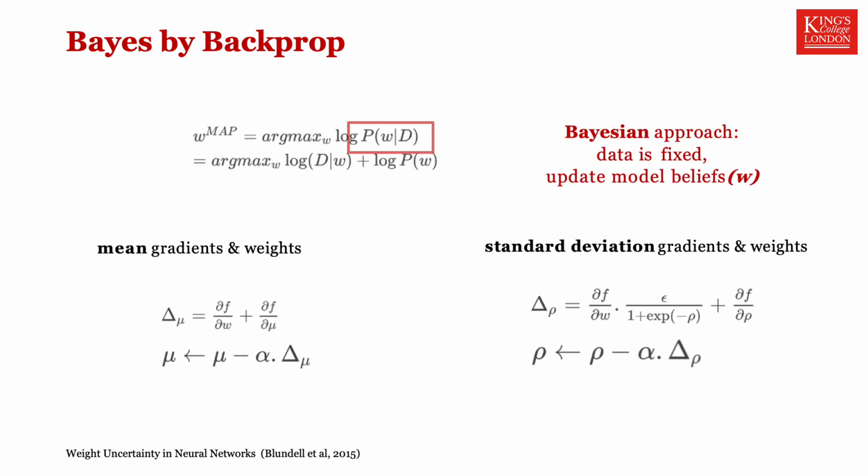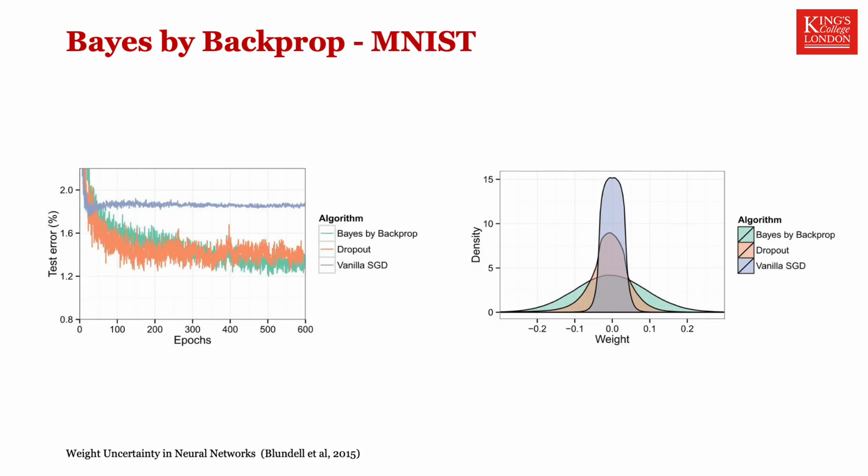In this Bayes by backpropagation type of approach, the Bayesian approach assumes that the data is fixed, and what you want is to update the model's beliefs by updating the model parameters. You can do this in exactly the same way as before, with gradient descent and backpropagation. The only difference now is that the parameters, rather than only having a specific scalar value, now have a mean and a standard deviation. And so the gradients need to be updated for those two parameters at the same time.